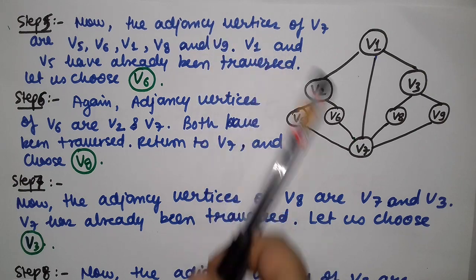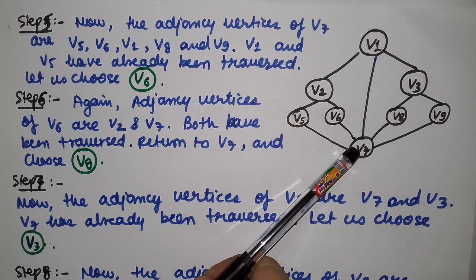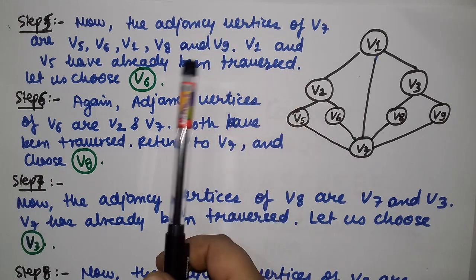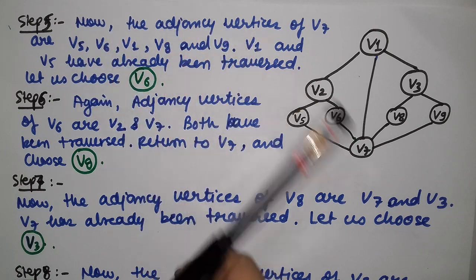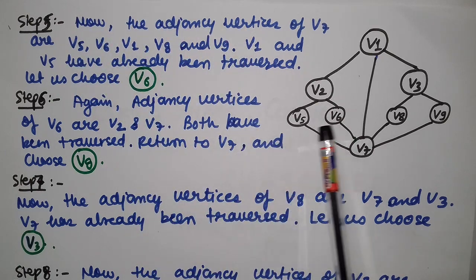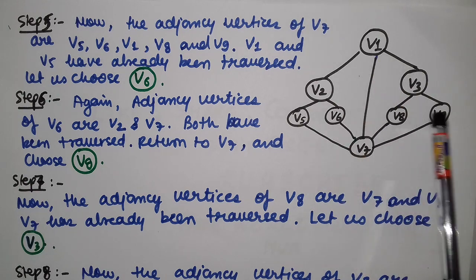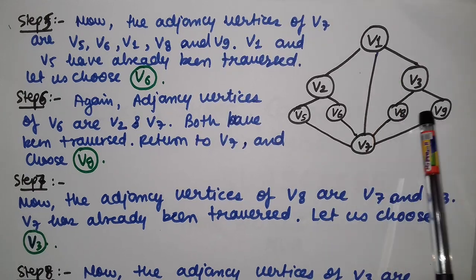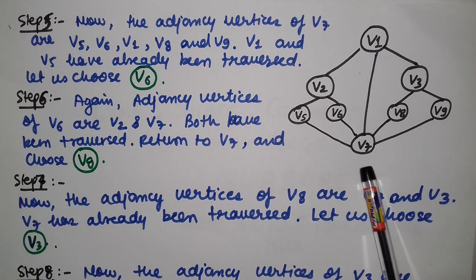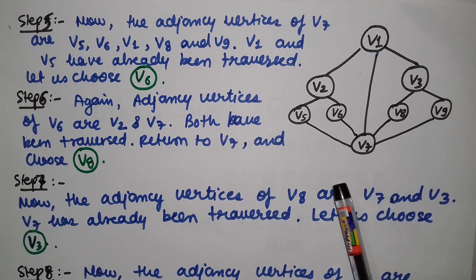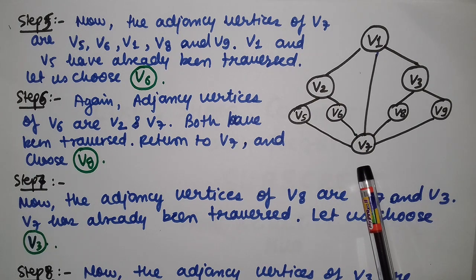Now the adjacency vertices of V7, as we have selected V7 in the last step, are, we can clearly see, V5, V6, V1, V8 and V9. These are the five vertices which are directly connected to V7. So we don't have to choose each and every vertex. We just have to clarify which one has been traversed and which one has not been traversed.